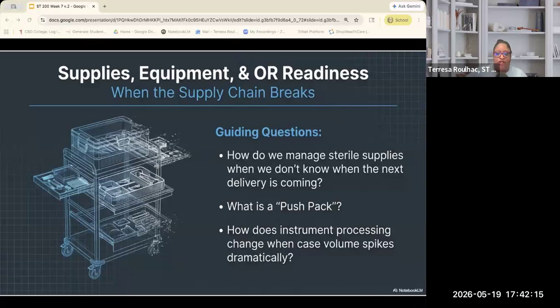Our behavior changes when we do not know when the next shipment is coming. So we start to do a couple of things. We're going to start conserving. We're going to track more carefully. We're definitely going to avoid wasting anything. And now we're prioritizing the use of certain items.